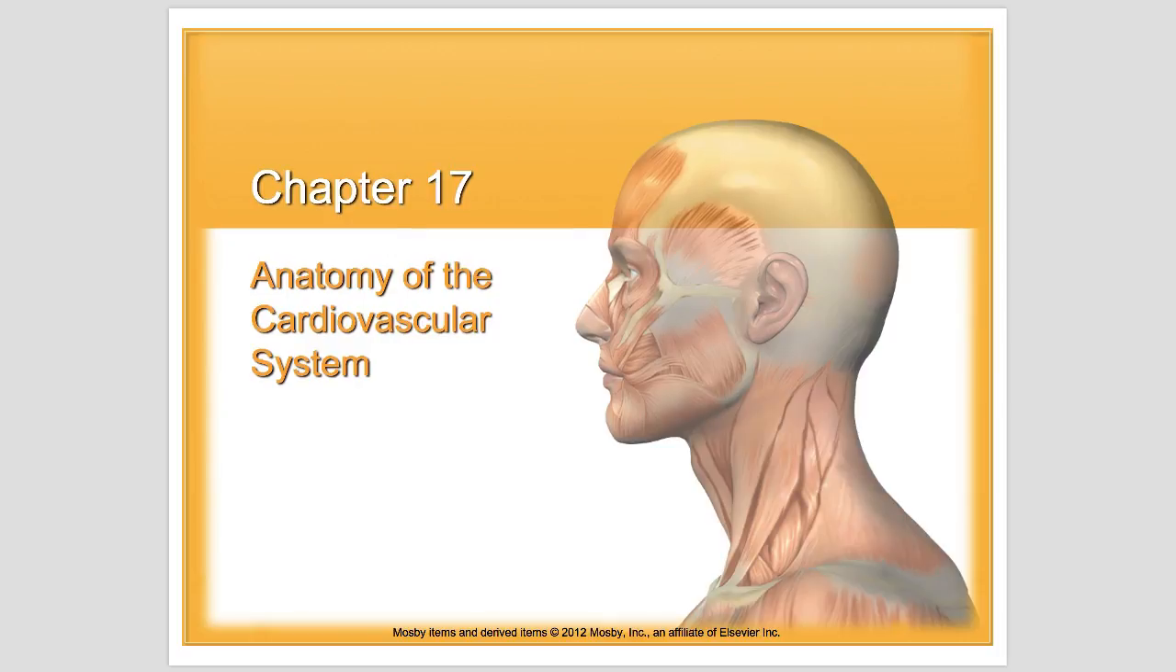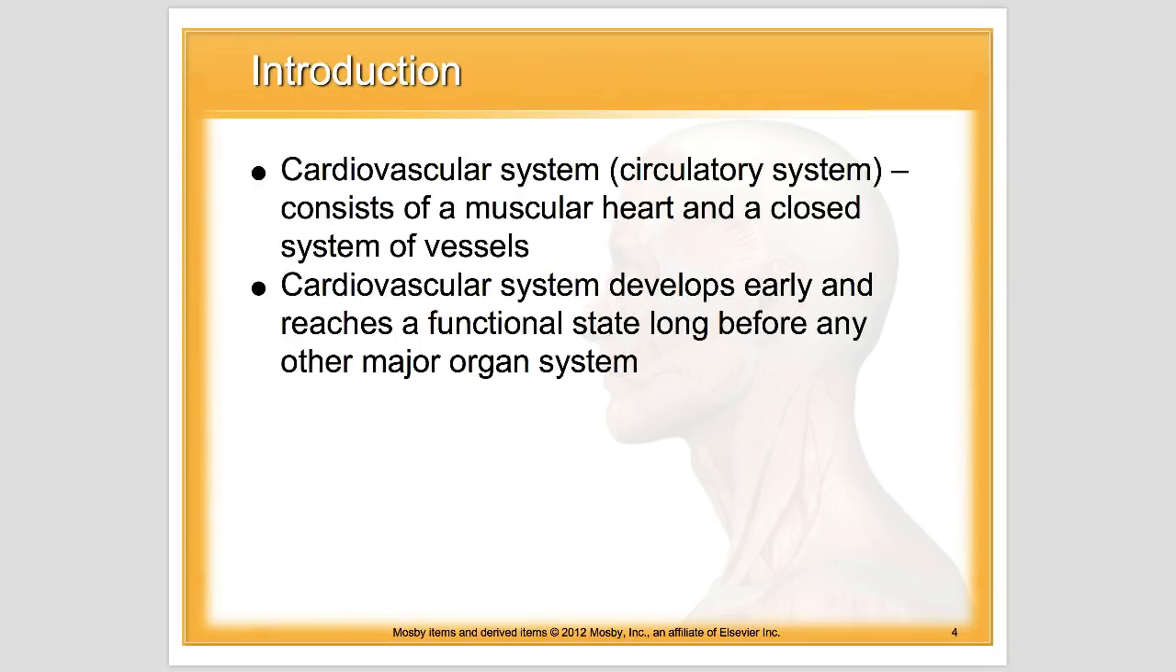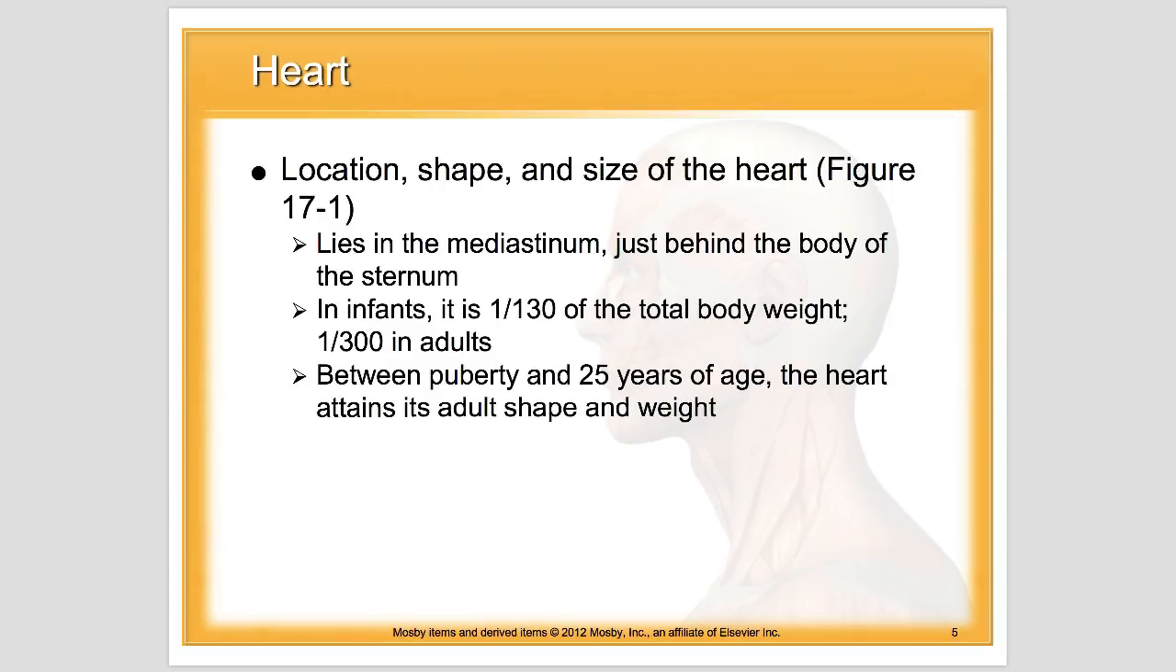I just wanted to provide a quick overview of Chapter 17 that covers the anatomy of the cardiovascular system. The cardiovascular system is also known as the circulatory system. It consists of the heart and the blood vessels. A little more about the heart and its location is listed here.